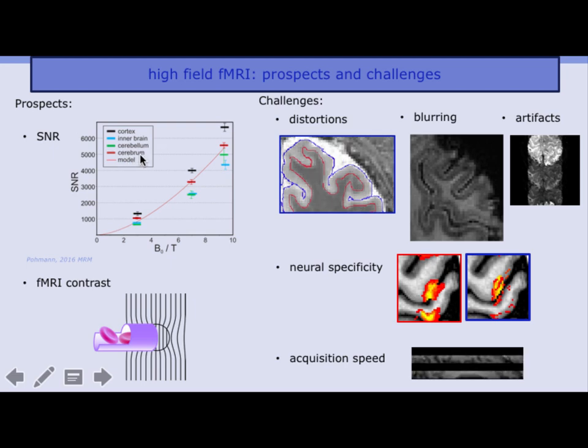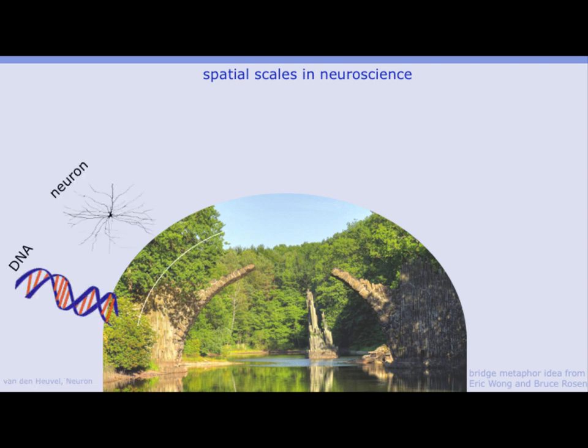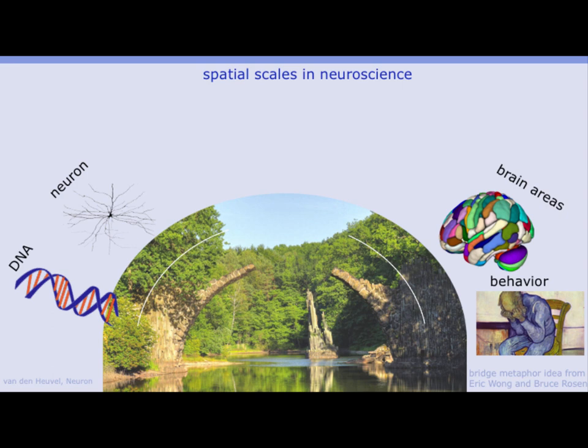Because these high resolutions are really under high demand and very valuable for neuroscience, which I want to explain with this metaphor over here. So neuroscience bridges a whole regime and a big spectrum of different spatial scales. On the microscopic side, we have DNA and neurons. On the more macroscopic side, we have behavior, manifestation of mental disorders, and activity across different brain areas. And it's this mesoscopic part over here that is underrepresented and under high demand. And I think both sides of the bridge try to close the gap.